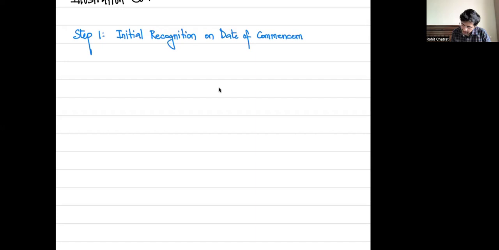Now, what Ind AS 116 states is, on the date of commencement of lease, the lessee is required to recognize an asset in its books called the right of use asset and a corresponding liability called the lease liability. So the journal entry in the books of the lessee is ROU asset, right of use asset, debit to lease liability.